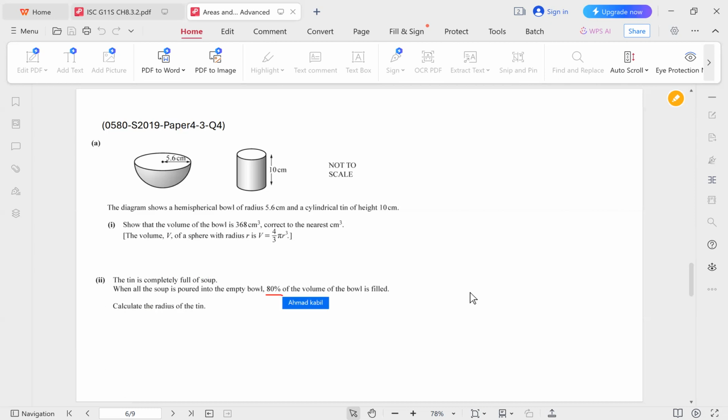We are told that 80% of the volume of the bowl is filled. And we already know that the volume of the bowl is 368. So what we need to do here is first calculate 80% of 368. Using your calculator, you get a volume of 294.4. This is the volume of soup that filled the bowl. And we are told that the tin is completely full of soup. So the volume of the soup is the same as the volume of the tin. So we can deduce that the volume of the tin is also 294.4.